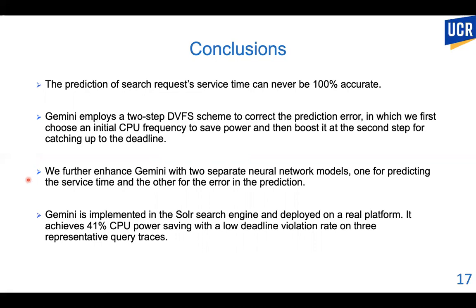Finally, our framework is implemented in the Solr search engine and deployed on a real platform. Experimental results on 3 representative query traces show that Gemini can produce 41% power saving for the CPU with a very low deadline violation rate.